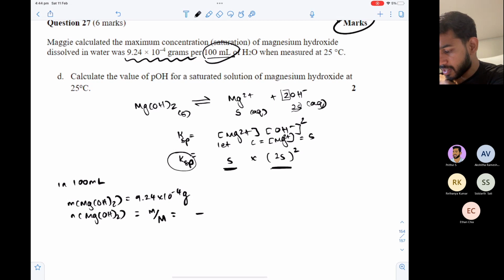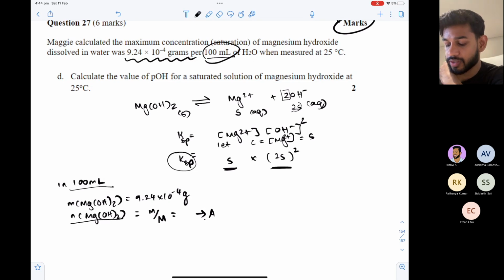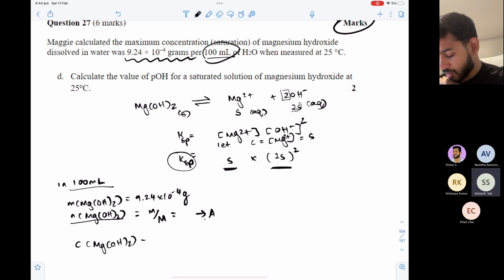While Ritanya is doing that, let's say we stored that as A. Ethan, I've got the number of moles of magnesium hydroxide in 100 ml. Can I find concentration? Yeah, you can. Good. So what's the formula for concentration? Concentration is number of moles divided by volume. So volume is 0.1. Good. So Ritanya, what did you get for A?